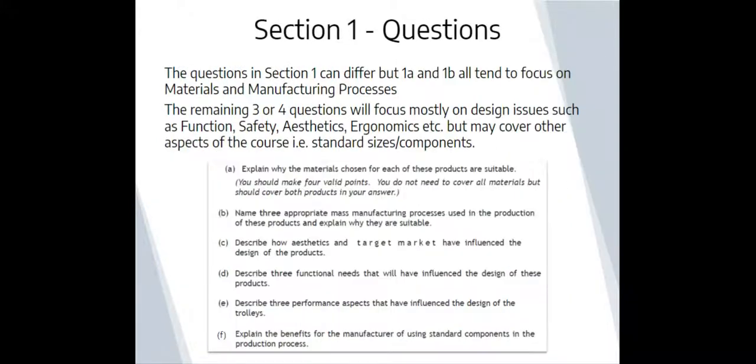The questions in Section 1 can differ, but usually 1A and 1B will all focus on materials and manufacturing processes. These questions never change. The remaining 3 or 4 questions usually focus on other design issues such as function, safety, aesthetics, ergonomics, and they can also cover other aspects of the course, things like standard sizes and components, like you can see in the example questions below.